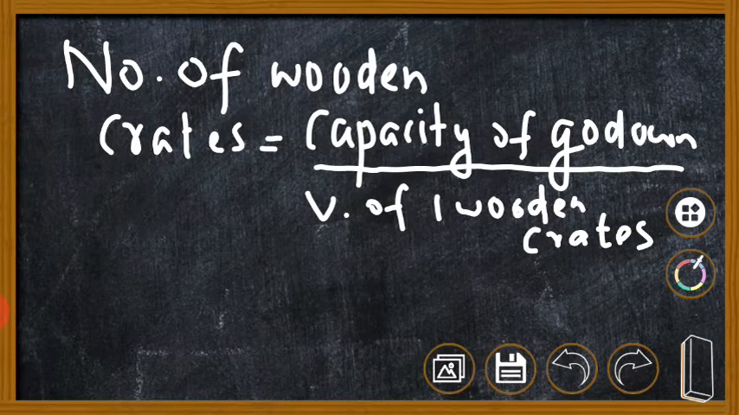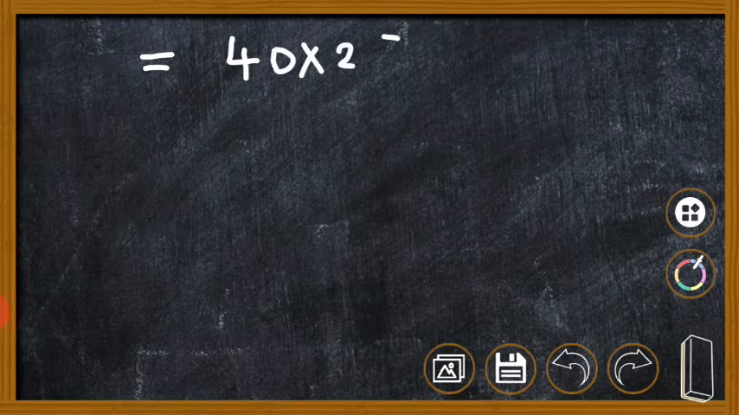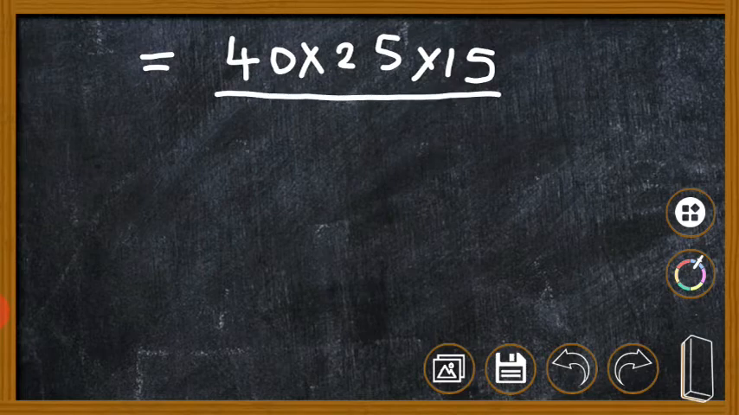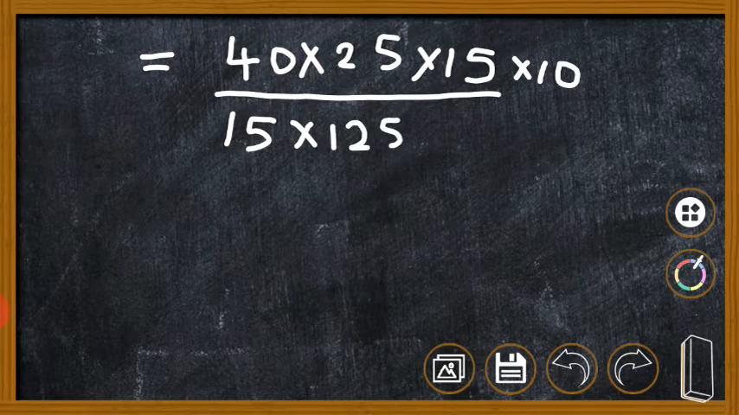So number of wooden crates, how to calculate? First you calculate the capacity of the godown divided by the volume of one wooden crate. The same formula you have to apply for both. So the capacity of the godown is equal to L into B into H. So 40 into 25 into 15 divided by 1.5. 1.5 we can write as 15 by 10. Then 1.25 we can write as 125 by 100.